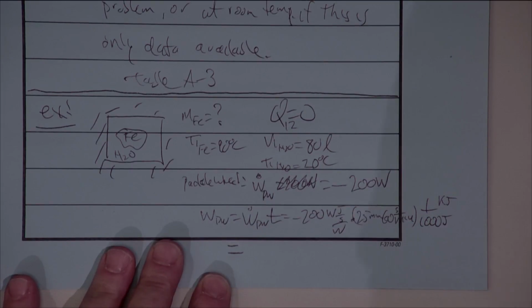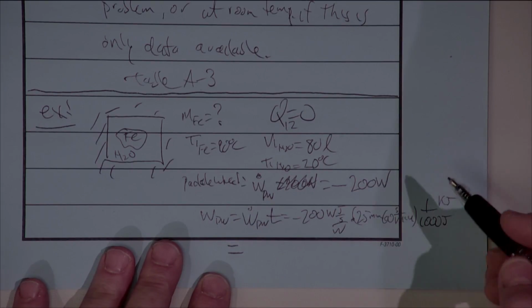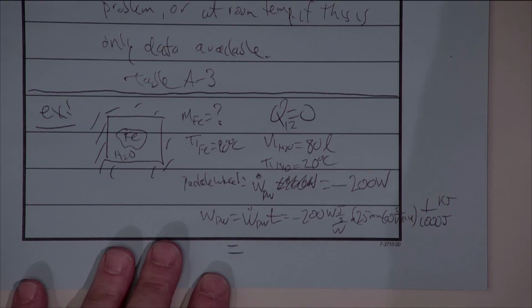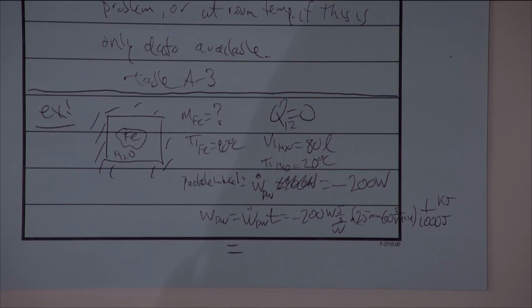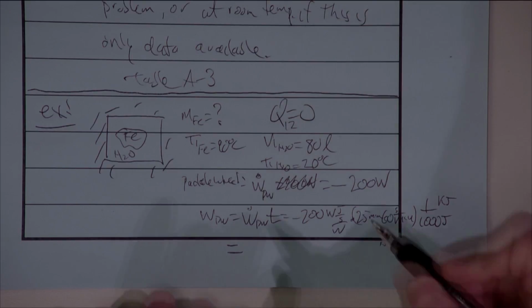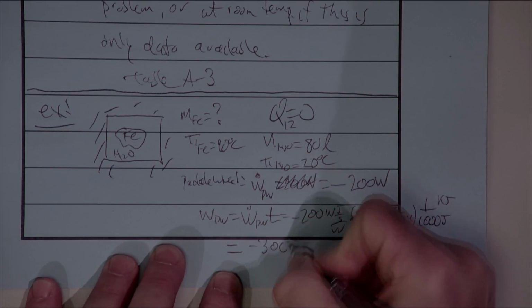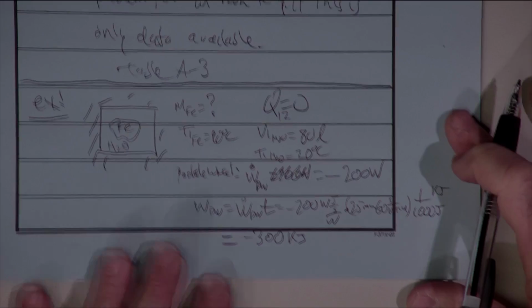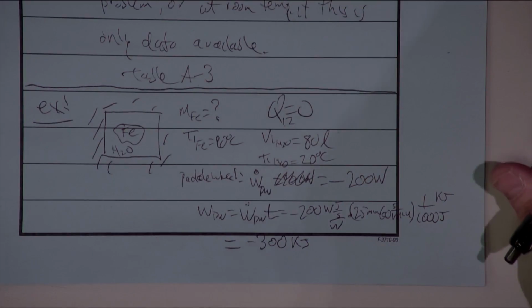So the units should all work out properly. Joules cancels, watts cancels, seconds cancels, minutes cancels. The only thing we're left with is kilojoules, which are the appropriate units. And the mathematics tells us that this is then minus 300 kilojoules. All right, so this is the paddle wheel work associated with this problem.